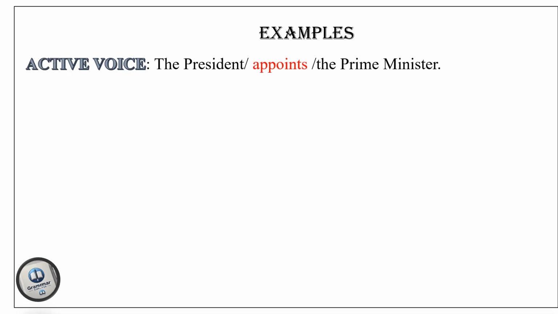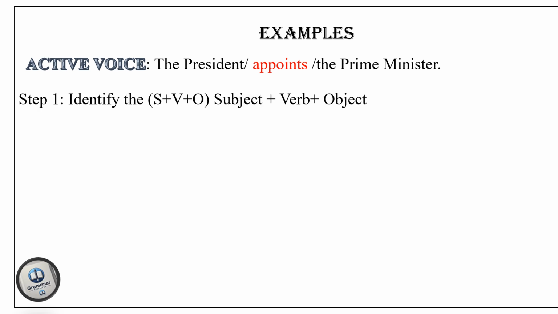Here we discuss some rules. Let us see with this example. The president appoints the prime minister. The step 1 rule, the easy rule, is identify the SVO: subject, verb, object. In this question, subject, the president; verb, appoints; object, the prime minister.